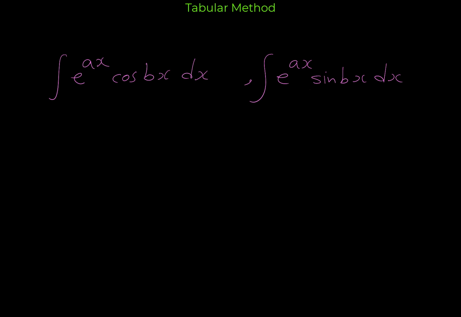Consider these two integrals, in which a and b can be any number. For finding these integrals, usually we use the integration by parts method. But if you want to find these integrals with integration by parts, you have to do lots of calculations. But with the tabular method, you can find these integrals easier and faster. Let me show you how.